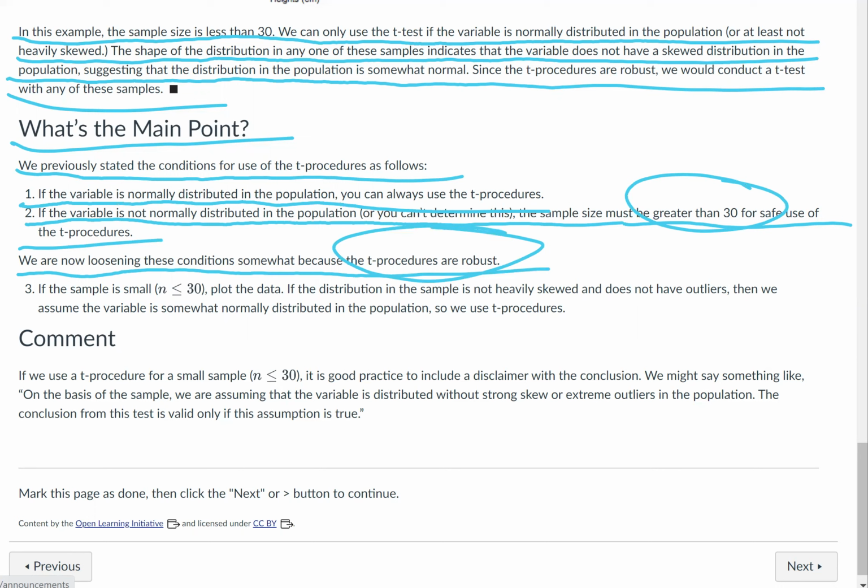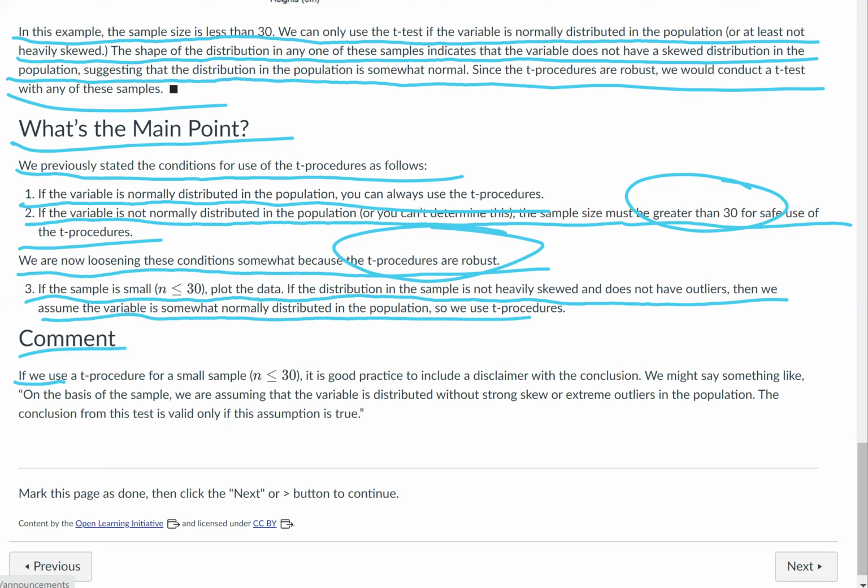So 3, if the sample is small, less than 30, or less than or equal to 30, let's plot the data like we did in the examples above. If the distribution in the sample is not heavily skewed and does not have any outliers, maybe it doesn't look super normal, but it's not skewed right or skewed left heavily, and there aren't a lot of outliers, then we assume that the variable is somewhat normally distributed in the population and we can use the t-procedures.